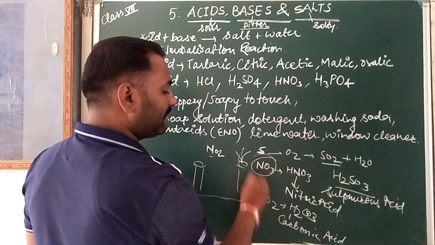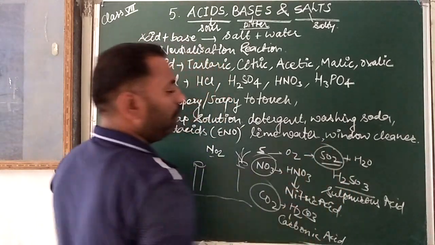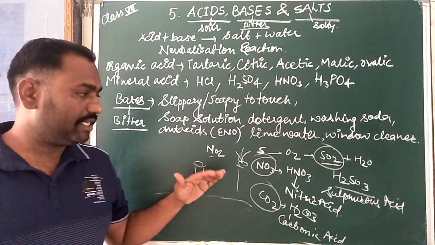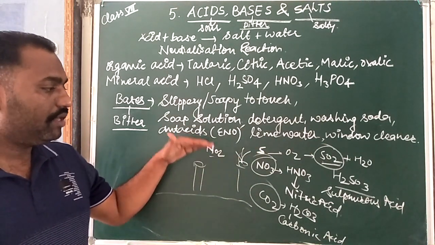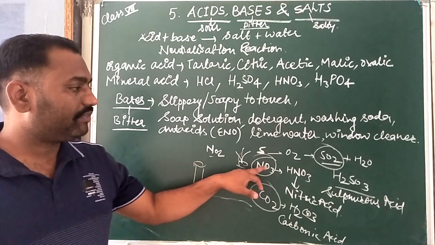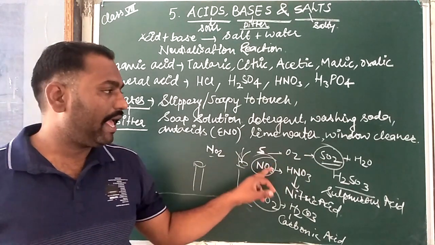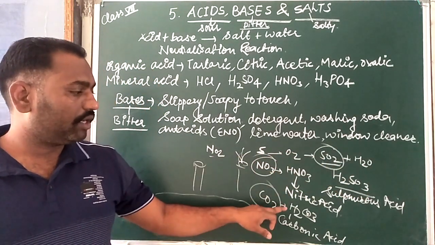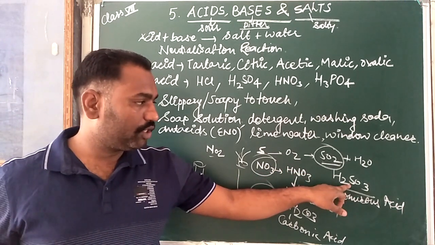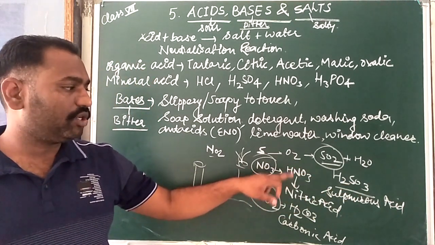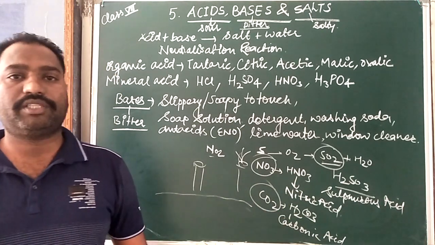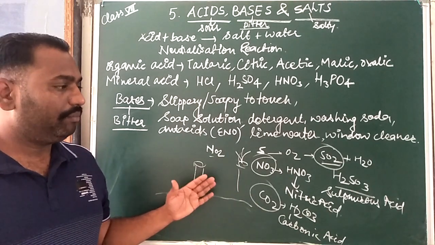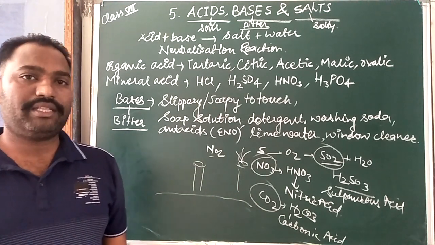So these oxides of carbon, nitrogen, and sulfur evolve from the chimneys of these factories. After that they mix with oxygen or air, and when they are added to water, they form H2SO3, that is sulfurous acid, HNO3, that is nitric acid, and H2CO3, that is carbonic acid. In the form of these acids, our rain changes. So this is known as acid rain.